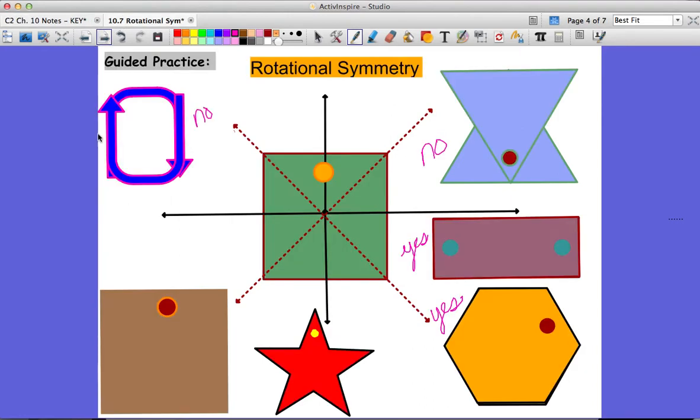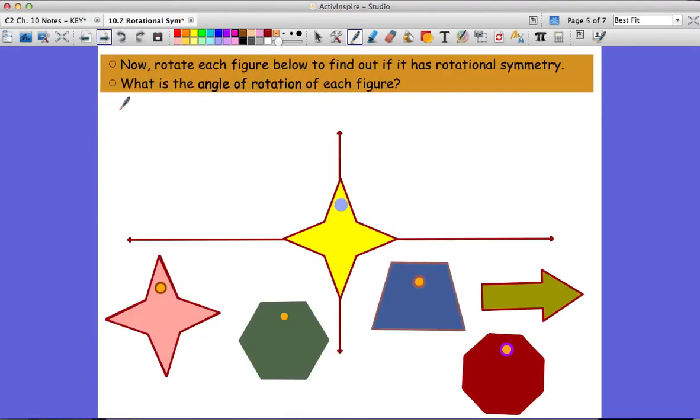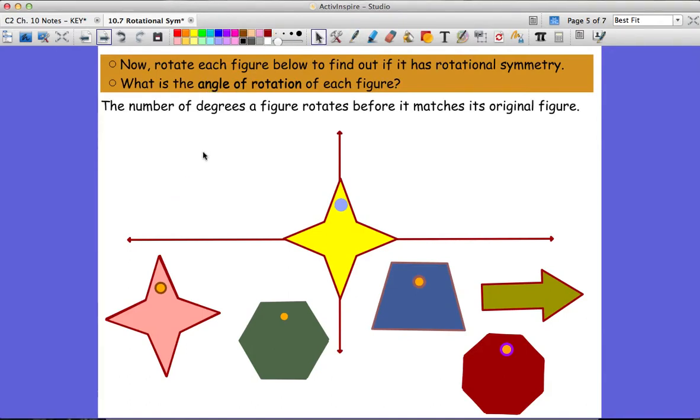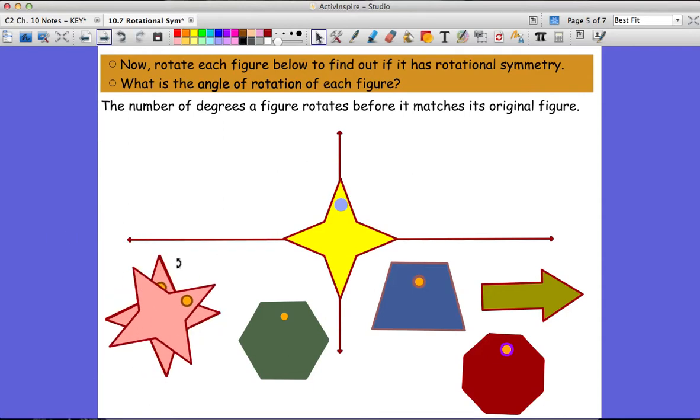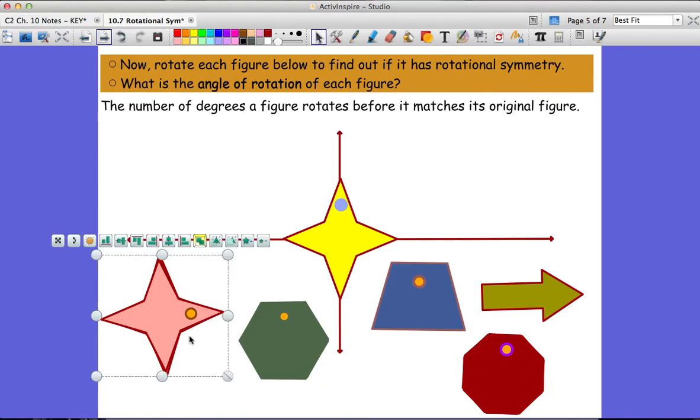Okay, but we're not done yet. We still have to talk about the angle of rotation. The angle of rotation is the number of degrees a figure rotates before it matches its original figure. Right, so in this case, we talked about how if we turn this one 90 degrees, it matches up to its original figure. So how do we figure out this angle of rotation?